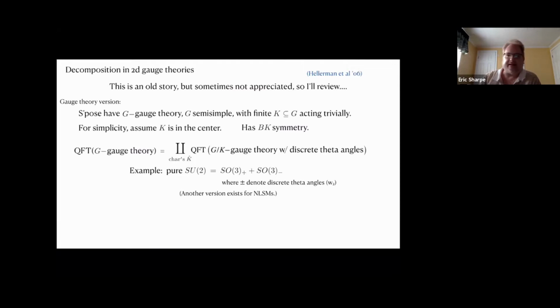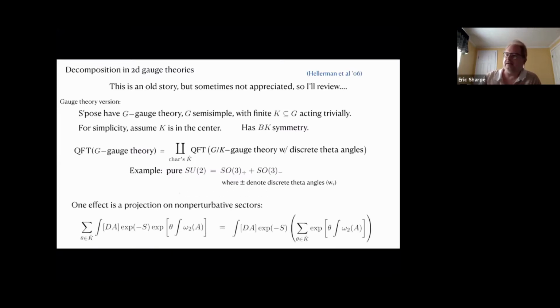The discrete theta angle is just an analog of a theta angle that couples to a discrete degree 2 characteristic class. In this case, a G mod K gauge theory would have a K-valued degree 2 characteristic class, and so we have a set of discrete analogs of theta angles corresponding to characters of K. There's another version of this for analogs of nonlinear sigma models. There isn't time to walk through that today.